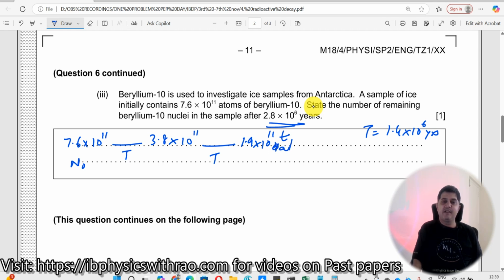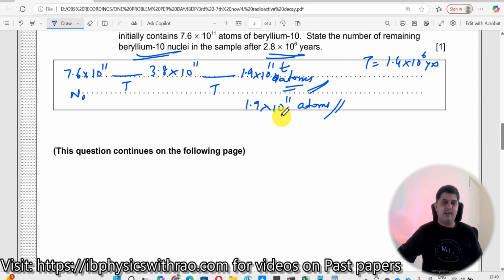atoms. What has been asked? State the number of remaining beryllium atoms. We already got the answer. So you got the answer as 1.9 × 10^11 atoms. All the problems are quite easy. The only thing is you should know how to use the proper formula.